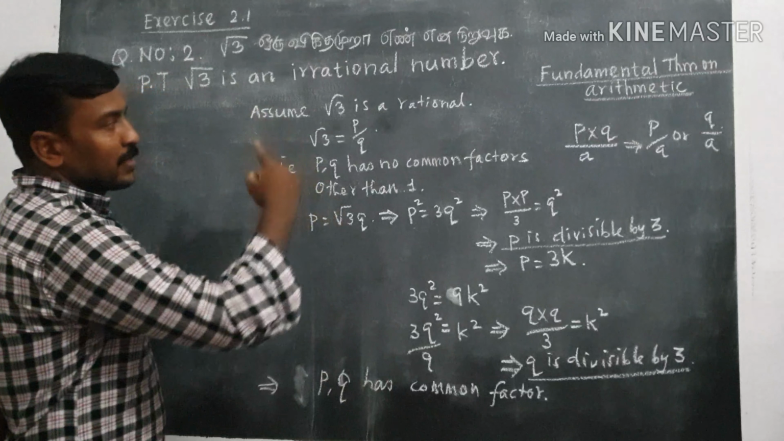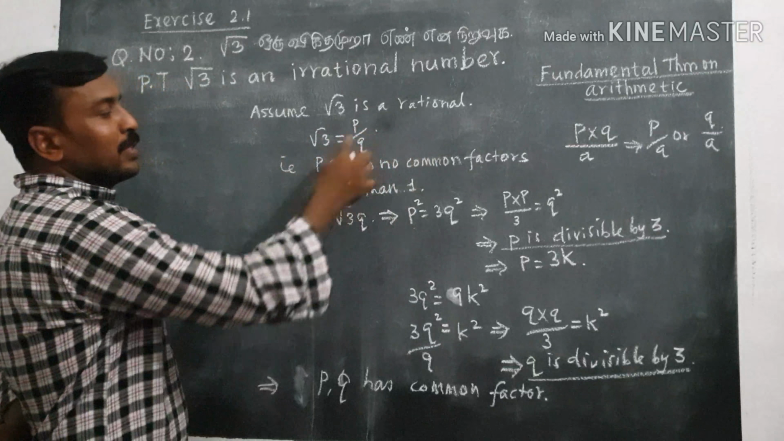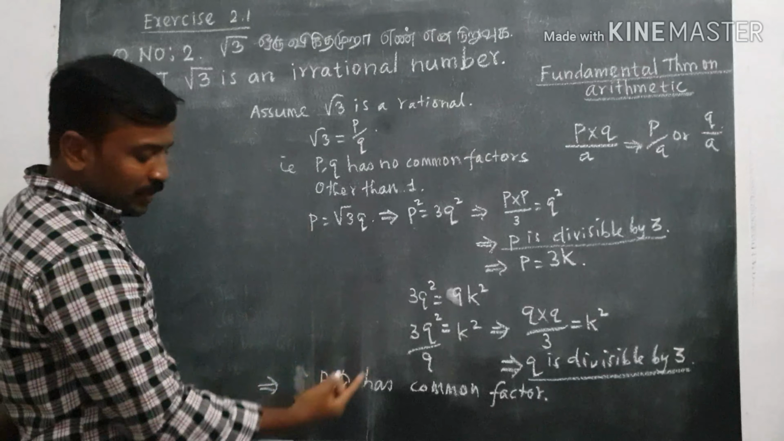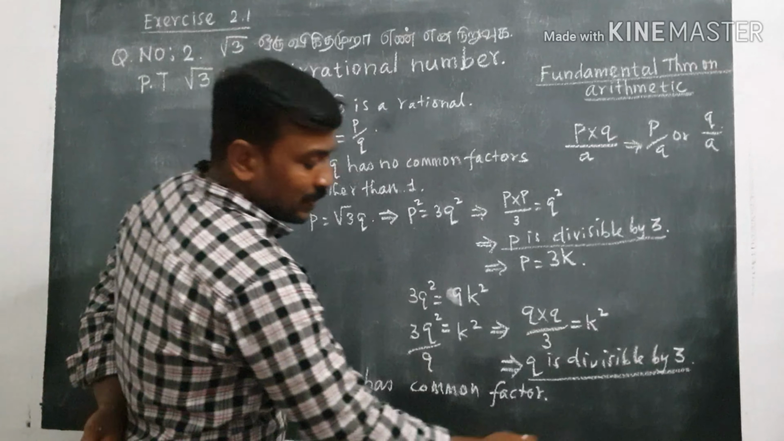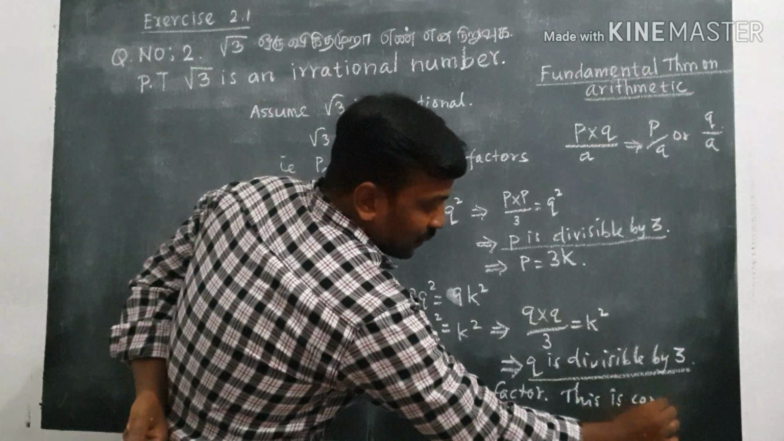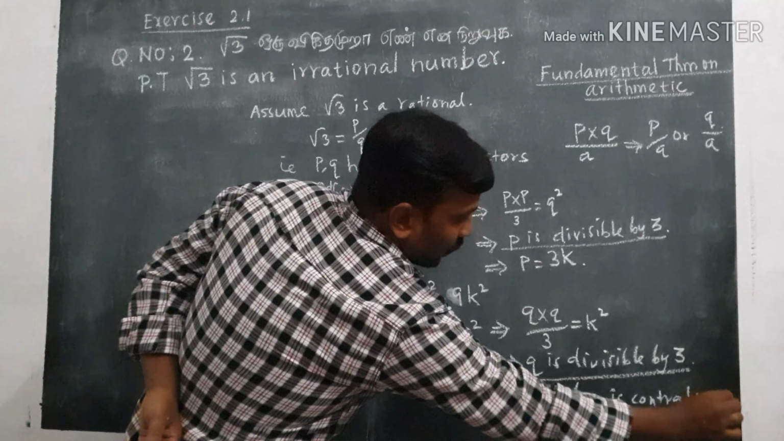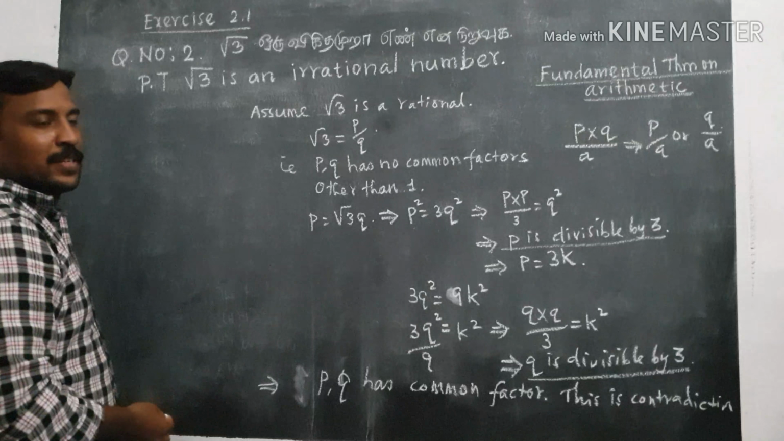So this is a contradiction. According to our assumption, root 3 is rational means it will be in the form p by q, where p, q have no common factor. But now we get the result that p, q have a common factor. This is a contradiction. Since this is a contradiction, our assumption is wrong. So our assumption that root 3 is rational is a contradiction.